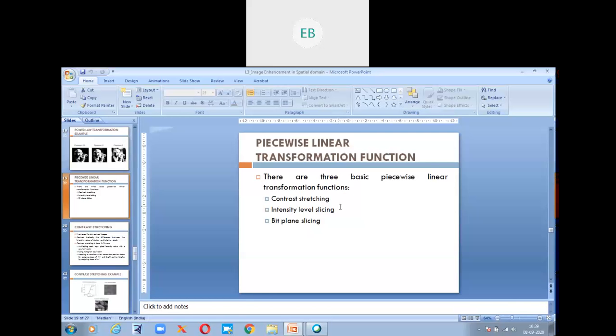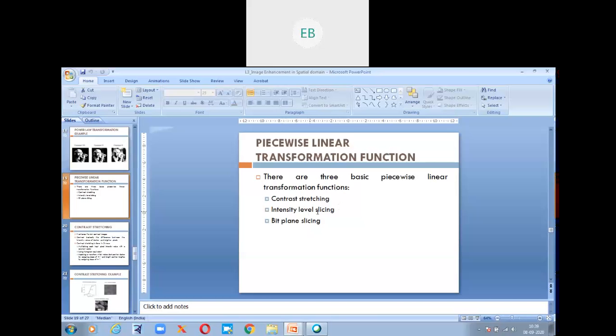This is just a revision class, okay? I'm just trying to ask you if you have cleared your doubts, if you have any doubts. Contrast stretching expands the range of the intensity levels of an image. Yes, it expands the intensity values, that is, the pixels of the image.